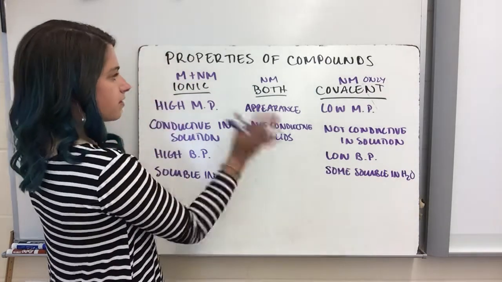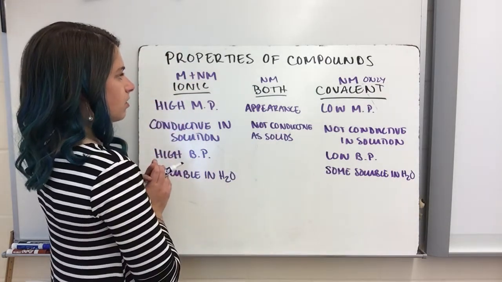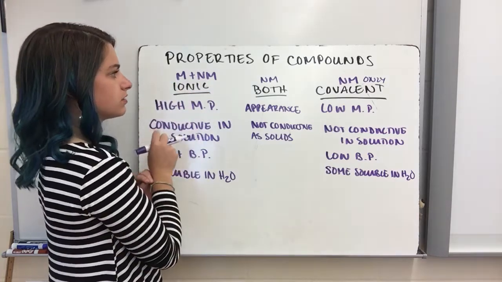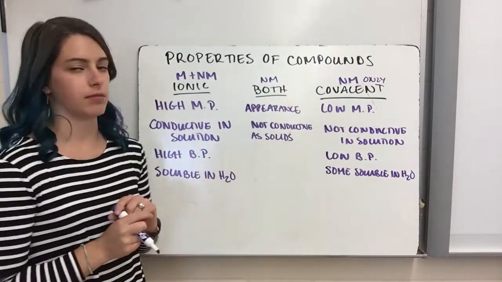So those are the properties that we're going to look at for both of them. And then just a reminder, the ionic compounds are going to contain metals and nonmetals. Covalent compounds contain nonmetal elements only.